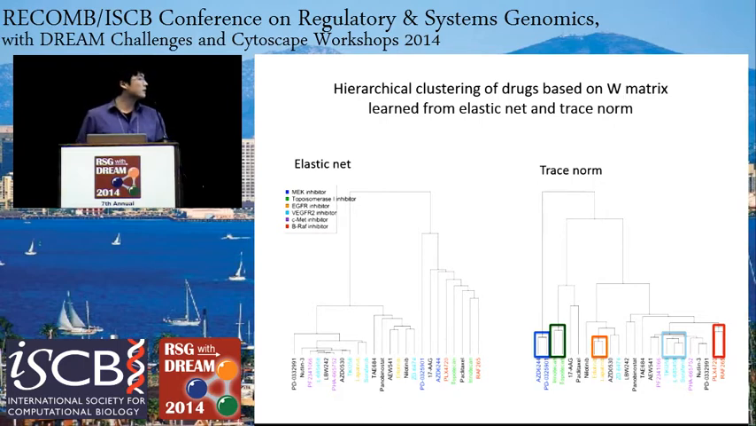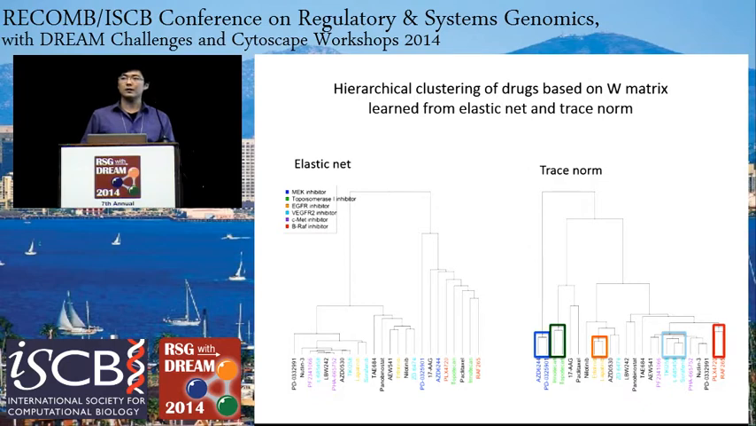For example, Alatinib and Lapatinib are both EGFR inhibitors, and they are in orange. In the trace norm case, they are right next to each other, and in the ElasticNet case, they are pretty far away.